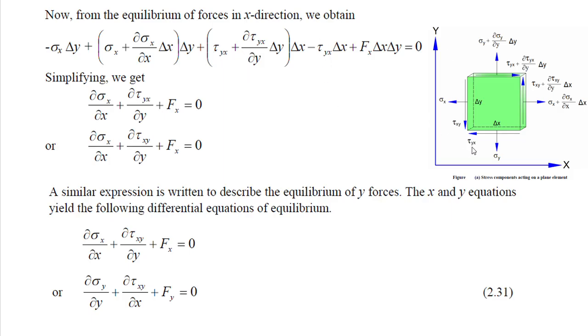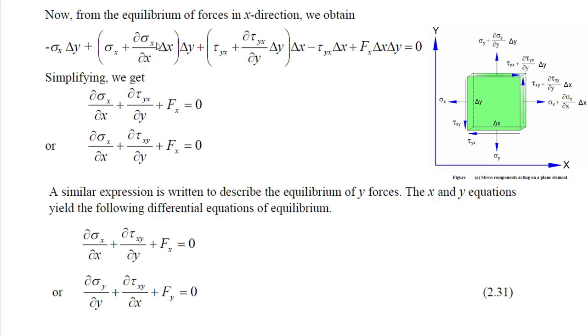Similarly, minus tau yx is acting in the negative direction, and the area of this particular element will be del x, so del x into 1 we consider here also. And similarly, body force is also acting in the positive x-axis direction, along the inertial force direction. f x into del x into del y, which is equal to 0. This is one of the equilibrium equations.